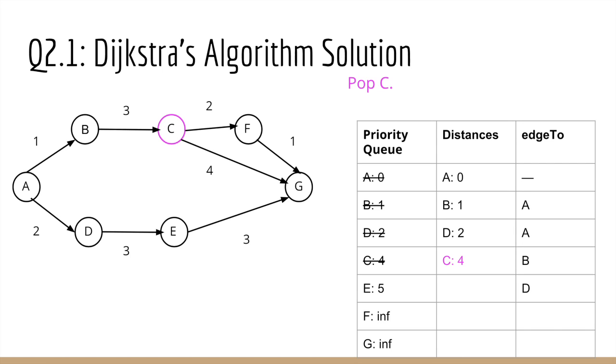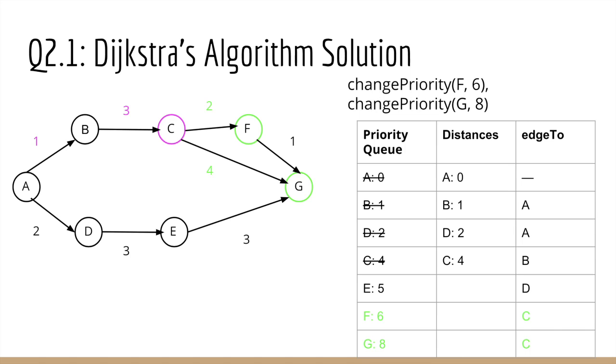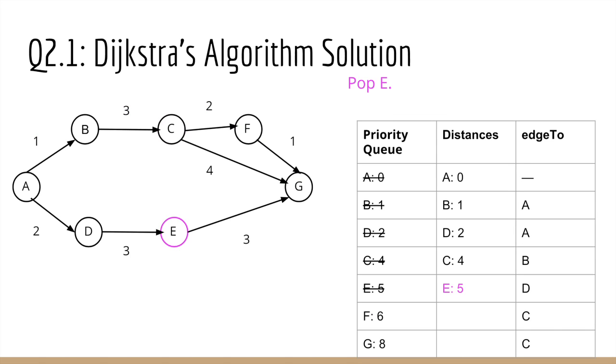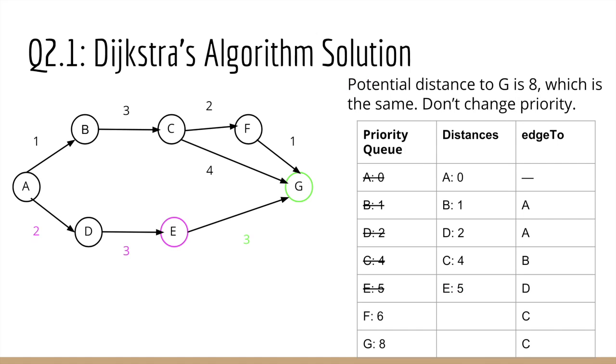Next we pop C. The current distance to F is 6, and the current distance to G is 8, so we update both since they're both currently infinity. The next node to pop is E, and we see that it is pointing to G, and along this current path we have a distance of 8, but since G's current priority is the same, we don't update.